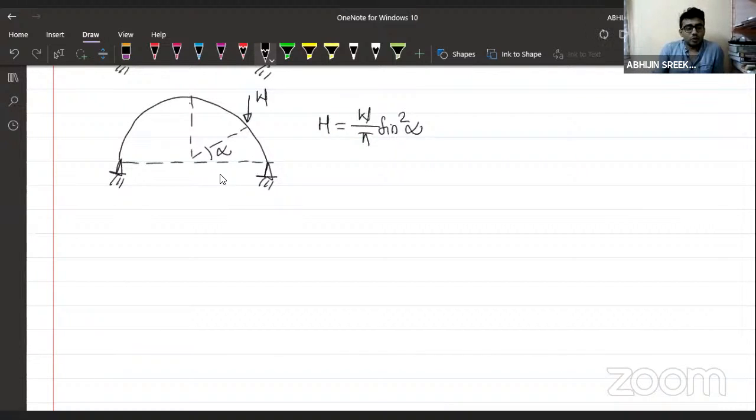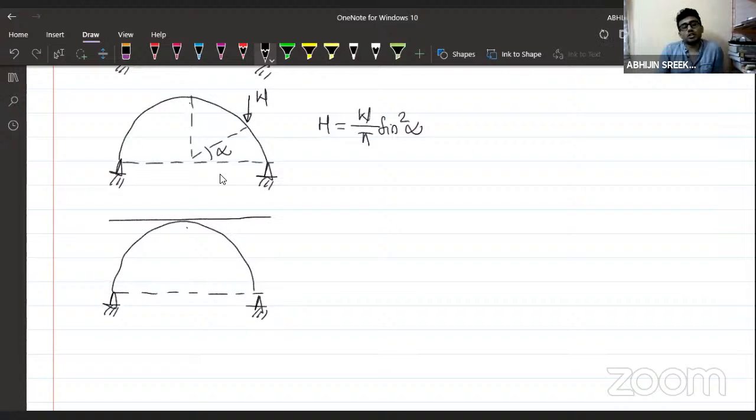Again, we can proceed further. Again, it is a two-hinged semicircular arch, somewhat like this, and now it is subjected to UDL of magnitude w per meter. What will be the horizontal reaction? Anyone? 4R divided by 3 pi.